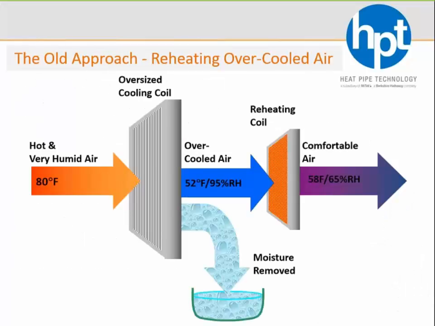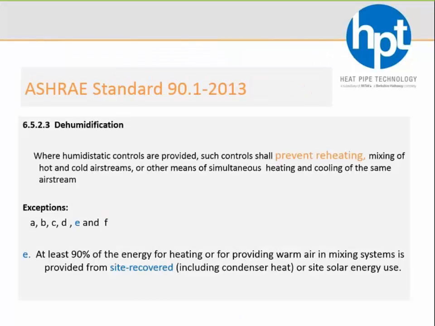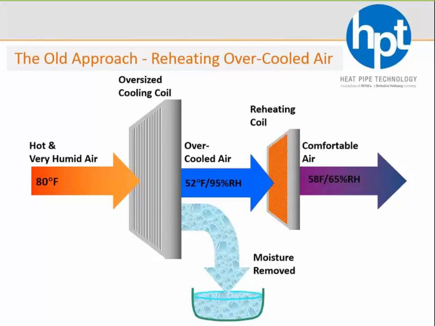And this is what you see here. Let's take an example, an 80-degree day going into an oversized cooling coil. You're trying to wring out as much moisture as possible, so you're taking that 80-degree air and cooling it down to 52 degrees, 95% RH. You're really dehumidifying, pulling out quite a bit of moisture. But you can't really deliver that to the space because you won't be able to meet that code. So you have a reheat coil downstream, whether it be electric reheat, hot water, or natural gas, and you take that same 52 degree air and heat it up to 58 degrees, 65% relative humidity, to meet code and to deliver nice warm, comfortable air to the space.